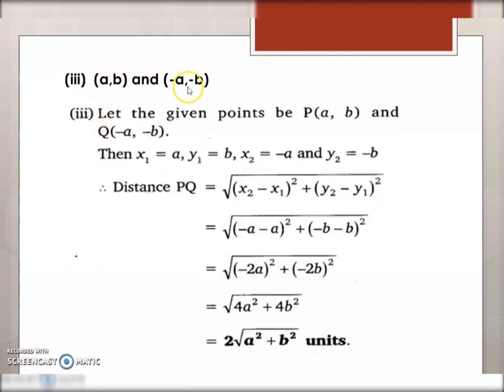So A, B and minus A, minus B, these are the given points. So x1 is A, y1 is B, x2 is minus A and y2 is minus B. So when you substitute in the distance formula, you have minus A minus A, that is minus 2A the whole square, and minus B minus B, that is minus 2B the whole square, which gives 4A square plus 4B square. So that is 2 into square root of A square plus B square.